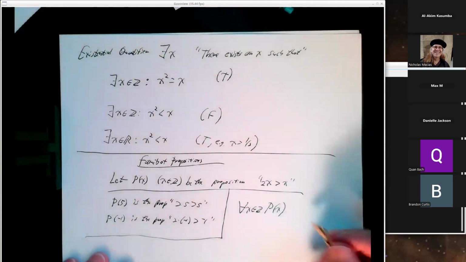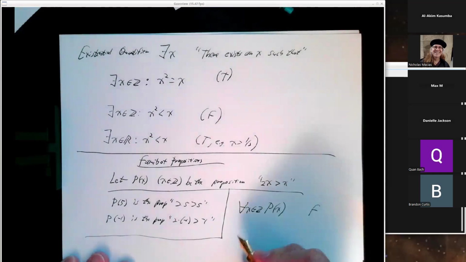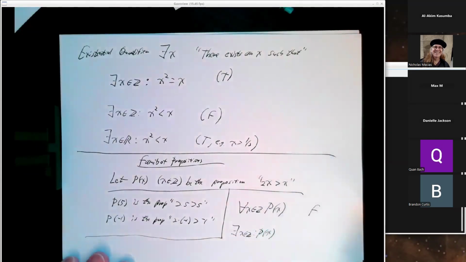Which, as we noted previously, is false because 0 is an integer, but 2 times 0 is not bigger than 0. But if we said there exists an X in Z such that P of X, well, that's definitely true. For example, the integer 1, if X is 1, P of X is the proposition that 2 times 1 is bigger than 1. That's true. All right, got the idea?